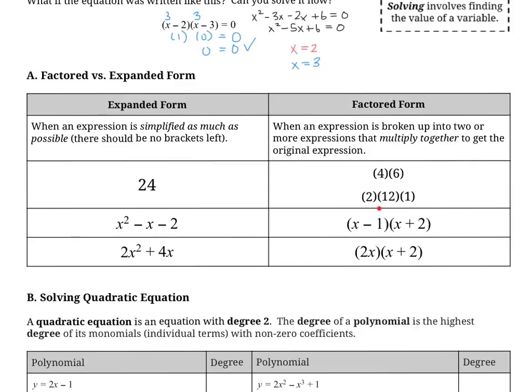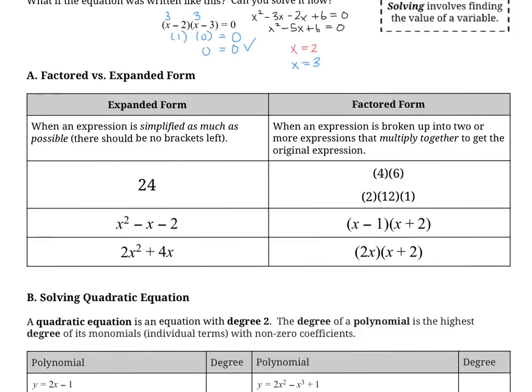Someone else might have come up with 2 times 12 times 1. That also makes 24. It's broken up into three things that multiply against each other to make 24. So these are both factored forms of 24. Now when we start looking at expressions, we're going to learn how to figure out the factored form of these expressions. We know how to prove that x minus 1 times x plus 2 is equal to this. We can see here are the two factors. x minus 1 is the first factor. x plus 2 is the second factor. When we multiply them together, and we can prove it by expanding and distributing, it's going to equal this here. Here's another factored form of this equation.